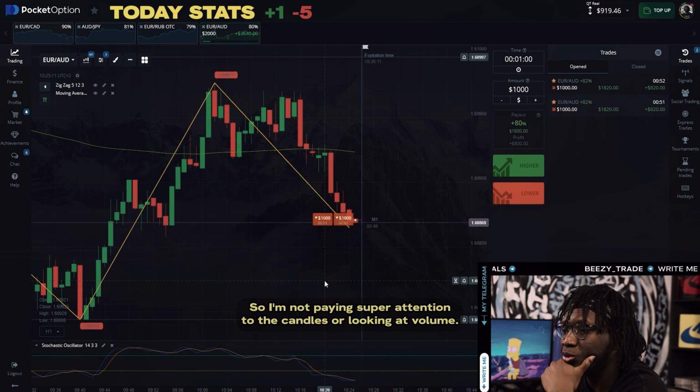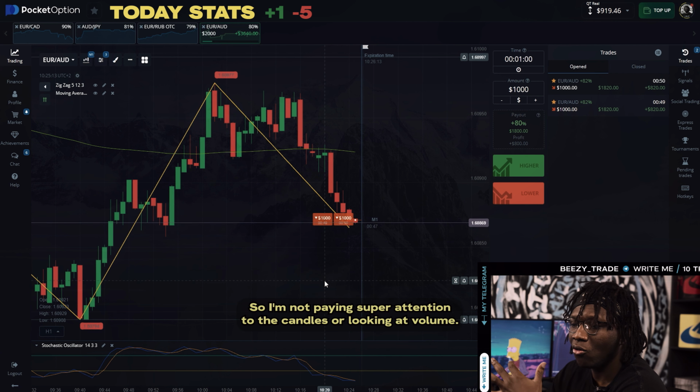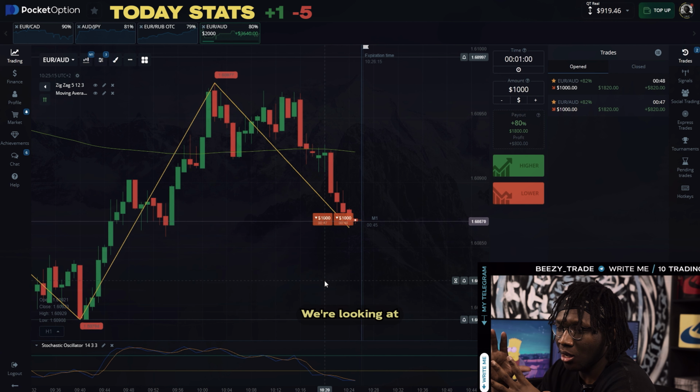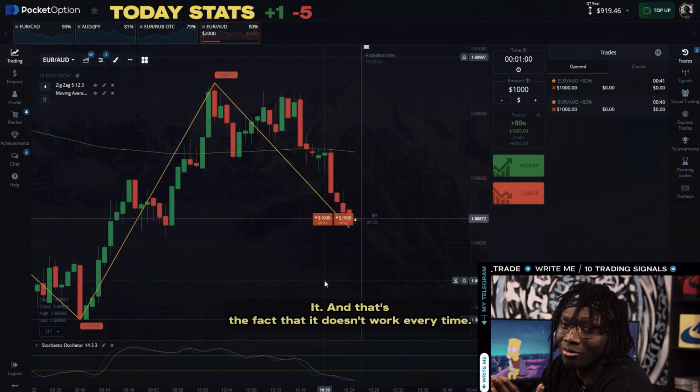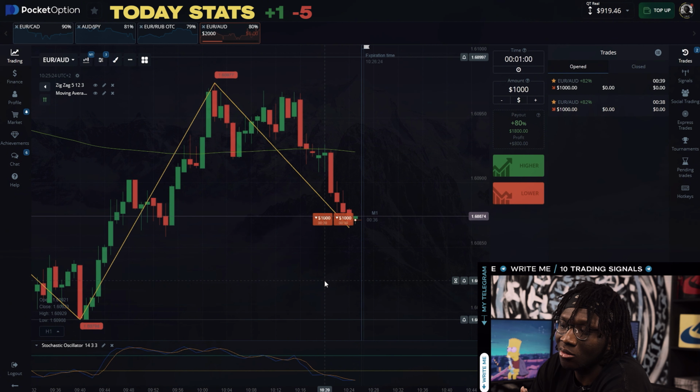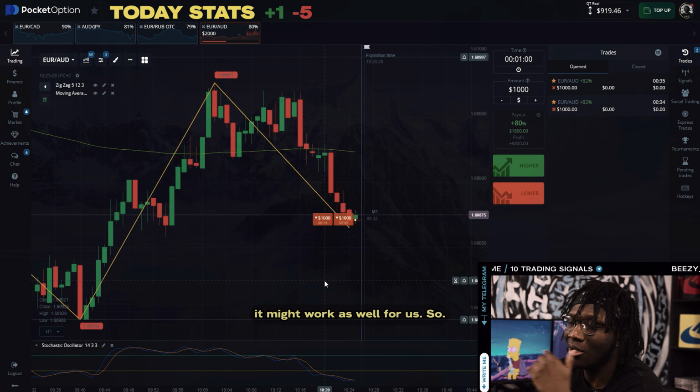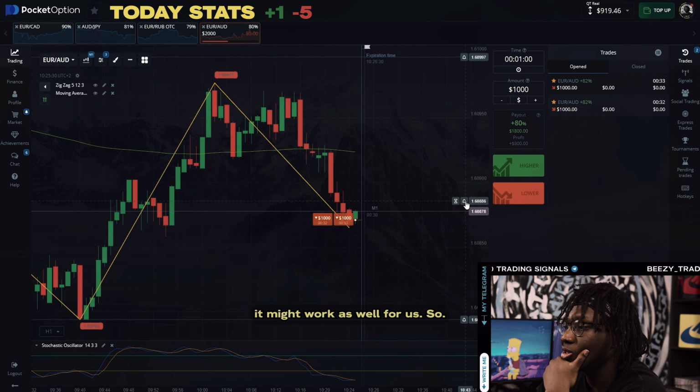So I'm not paying super attention to the candles. We're looking at volume. We're looking at how the price has been moving. A lot of price action. That's the fact that it doesn't work every time, right? And in this situation, it doesn't seem like it might work as well for us.